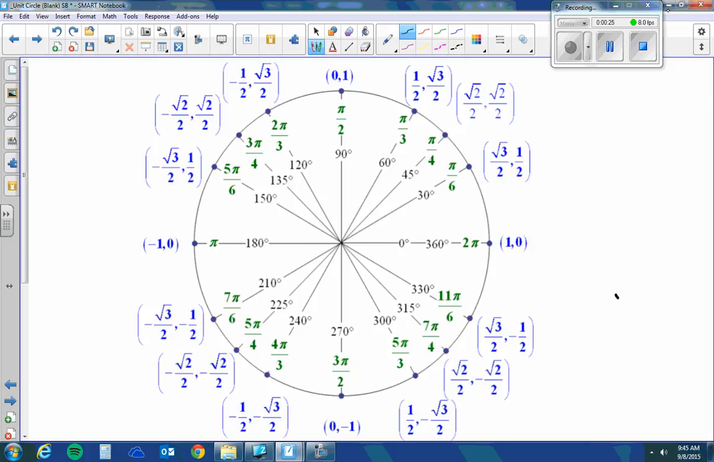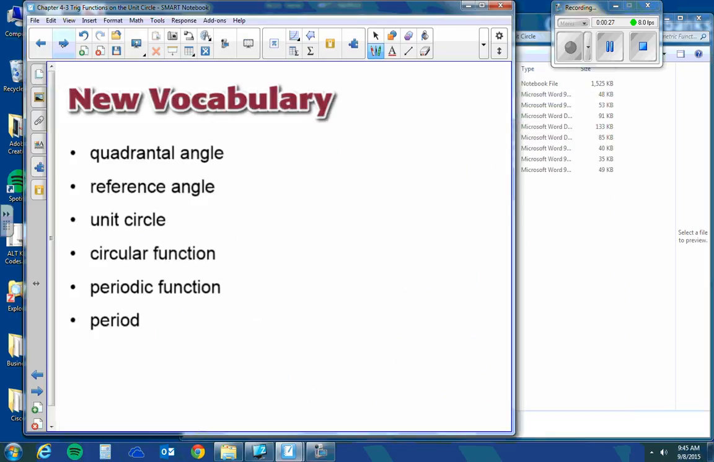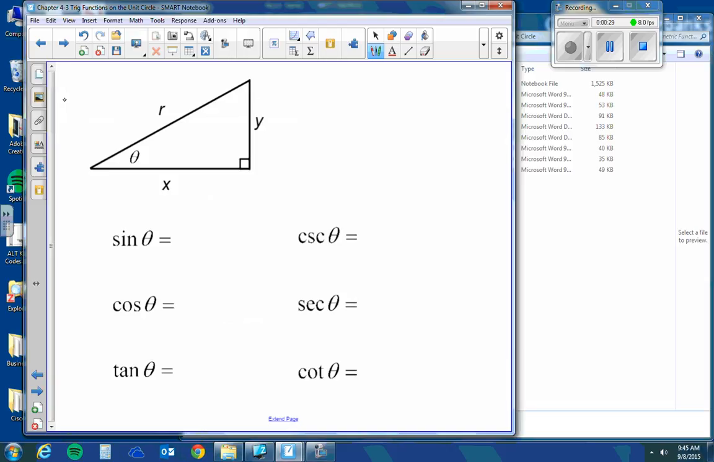We'll explain that more later. Right now, draw this, write this down. What we're going to do is get our definitions for the trig functions on the unit circle that we'll use. It comes from SOHCAHTOA, but we don't use that anymore. We'll use these letters, X, Y, and R. Okay?